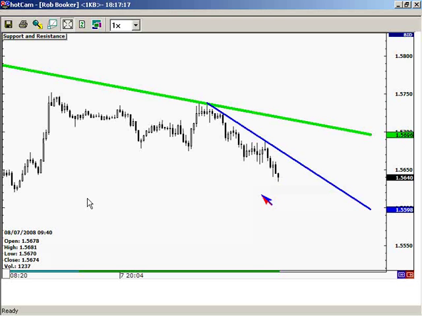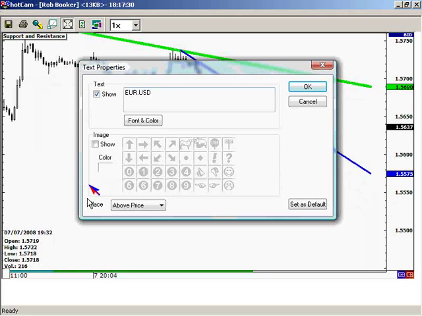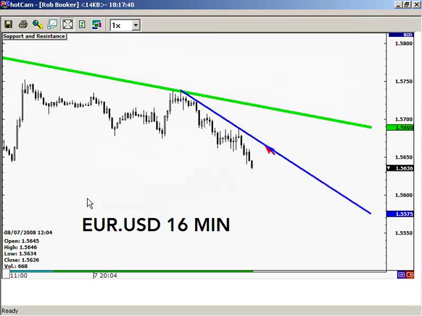Okay. Dave, why don't you tell us what you would wait for before you took a trade? Let me tell everybody where we are. We're on the euro U.S. dollar, on the 16-minute chart. Here's what I do. If these candles go up above the blue trend line and close above it, just one candle's enough. If it closes above that, I'm going to buy the euro U.S. dollar.